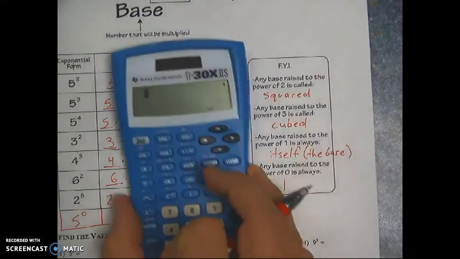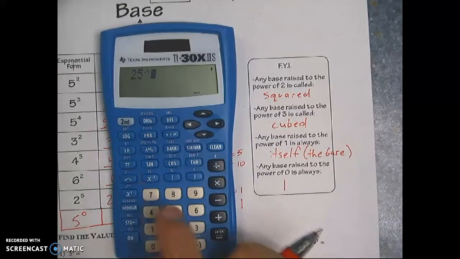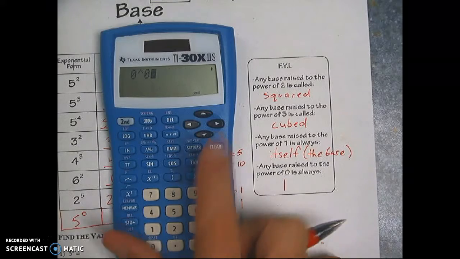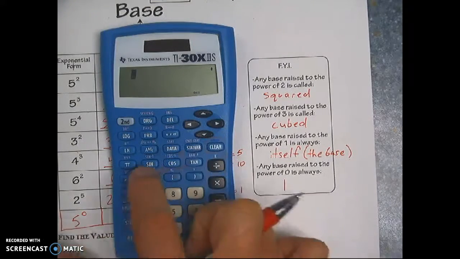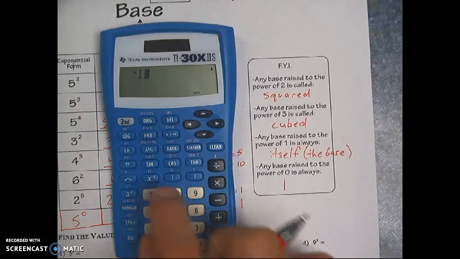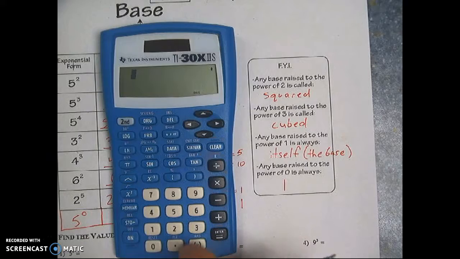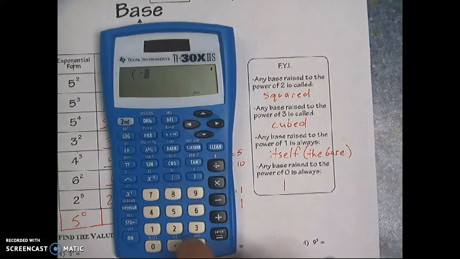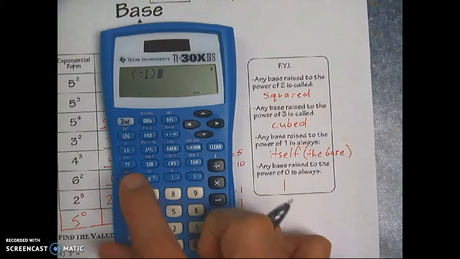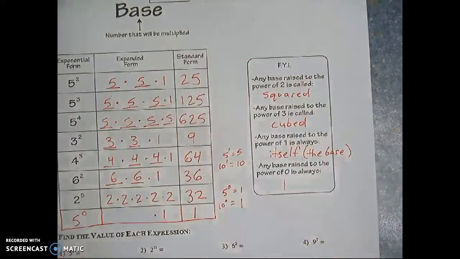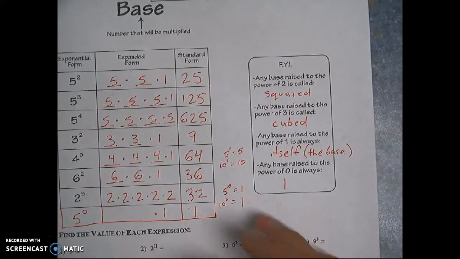Don't believe me? Try it in your calculator. 25 raised to the 0 is 1. 0 raised to the 0. Well, you can't do that. What about 1 raised to the 0? That's 1. What about negative 1? Oops. If you want to do a negative, you actually have to put it in parentheses. Negative 1 raised to the 0 is 1. Okay, anything raised to the 0 is 1.